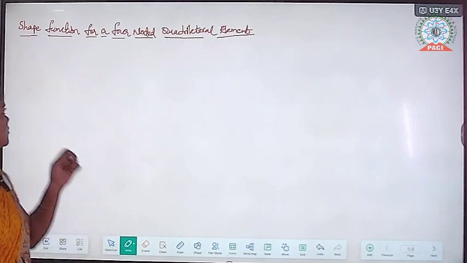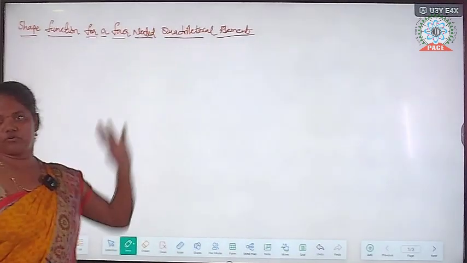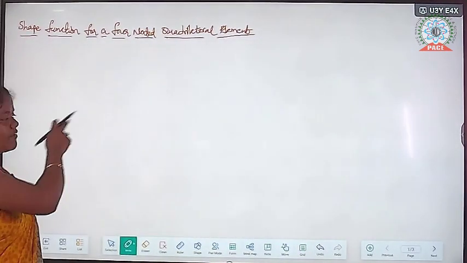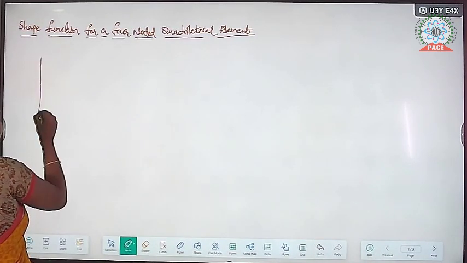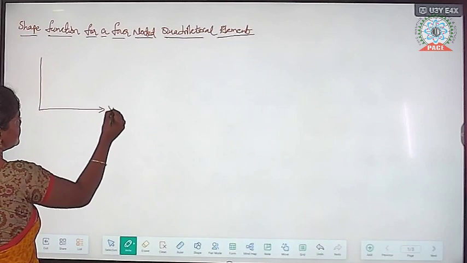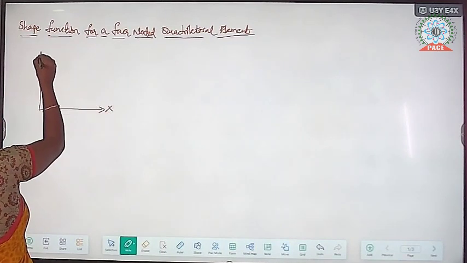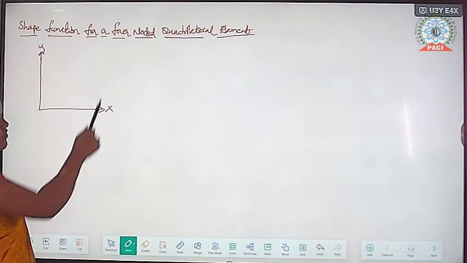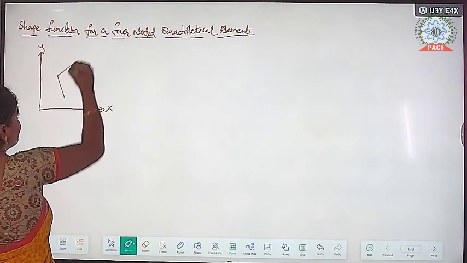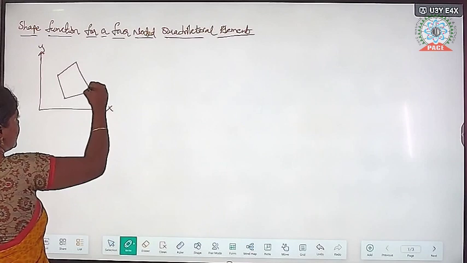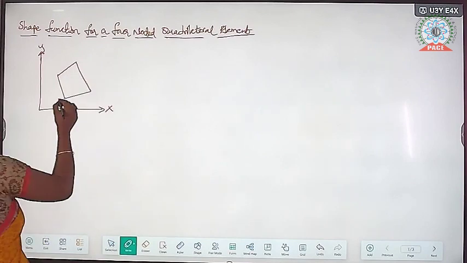So this is the shape function for a four-noded quadrilateral element. For deriving it, first we have to take the x and y axes. This is the x axis and this is the y axis. So for deriving the quadrilateral element, we have to draw the quadrilateral diagram. This is the quadrilateral diagram.